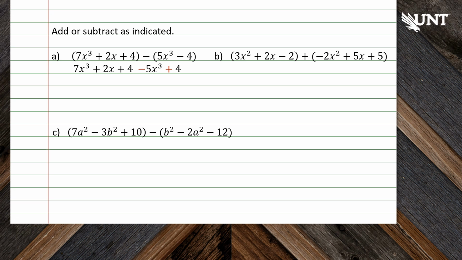We're now ready for the final step of GEMS, which is sum and difference. This is where we can combine any like terms. We always start with our highest exponents first, which in this case we have 7x cubed minus 5x cubed, which combines to give us 2x cubed. Next, going in descending order, would be 2x and any other x terms. But that's the only x term, so we keep plus 2x. And then we look for our constants, our plain numbers. Notice we have a 4 plus a 4, which combines to give us 8. This is our simplified answer.